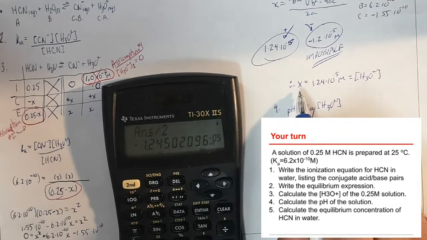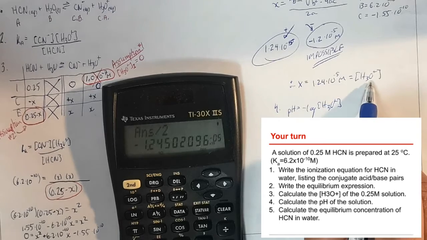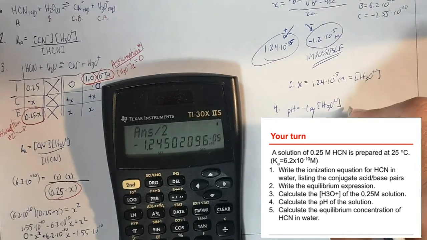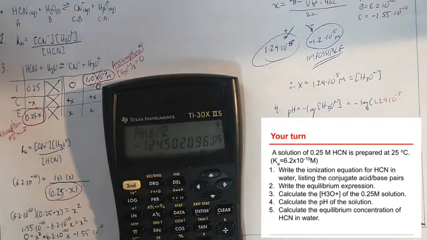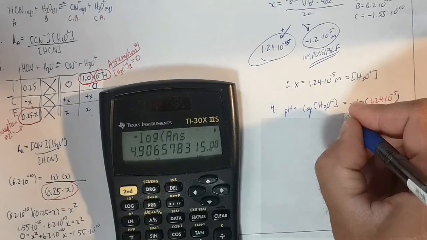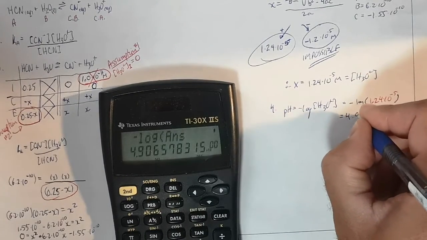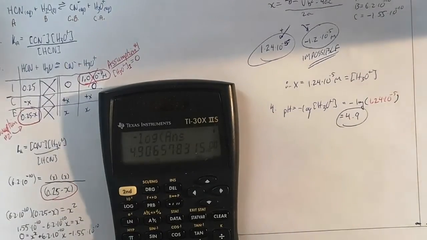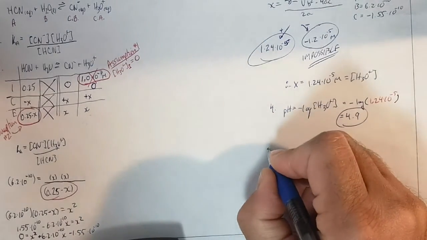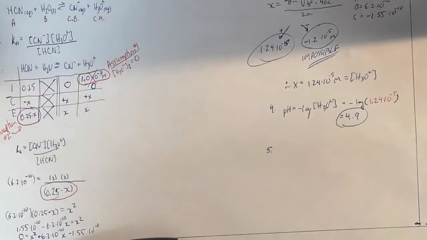Right, so now that we've solved for x, we know x to be 1.24 times 10 to the minus 5 molarity. That's the concentration of the hydronium ion. We can now solve for the pH. Our answer is a pH of 4.9. Now, question number 5 has us make an interesting assumption.